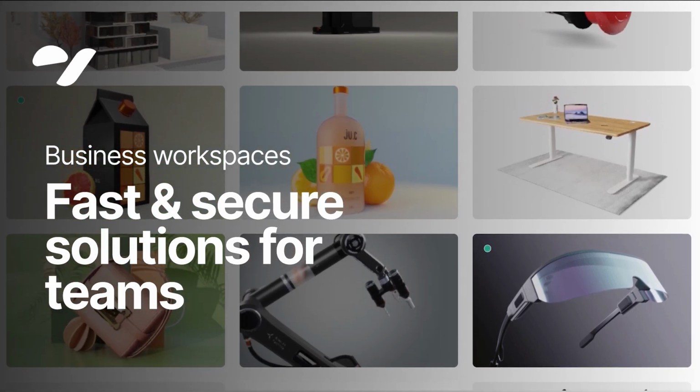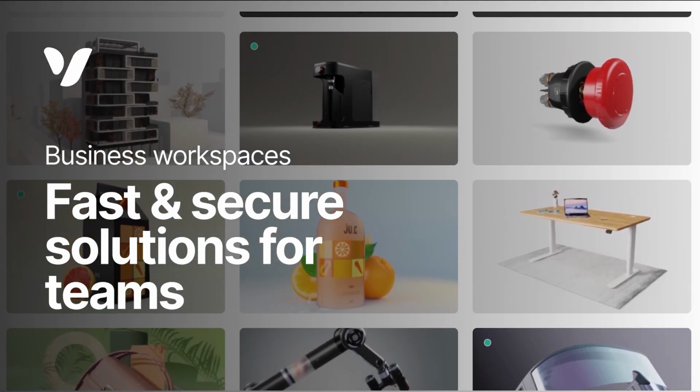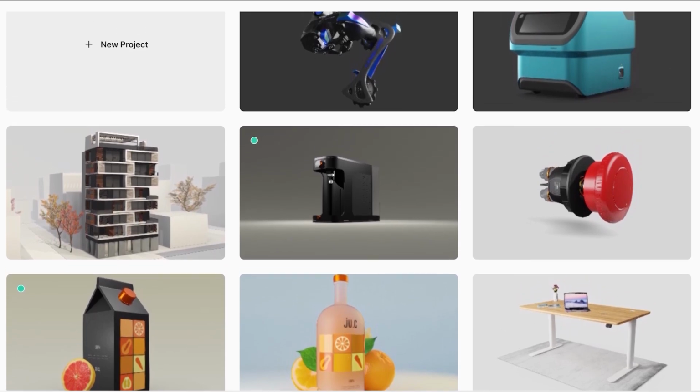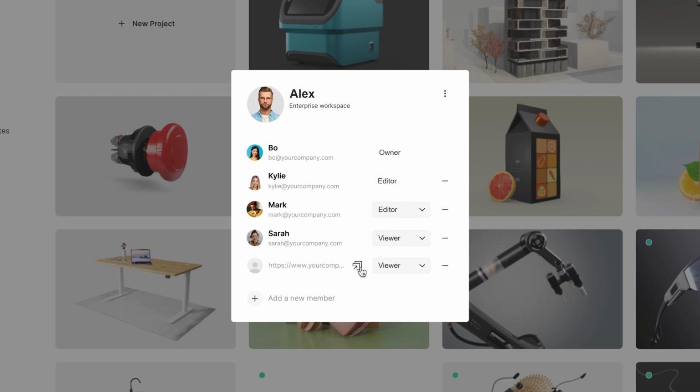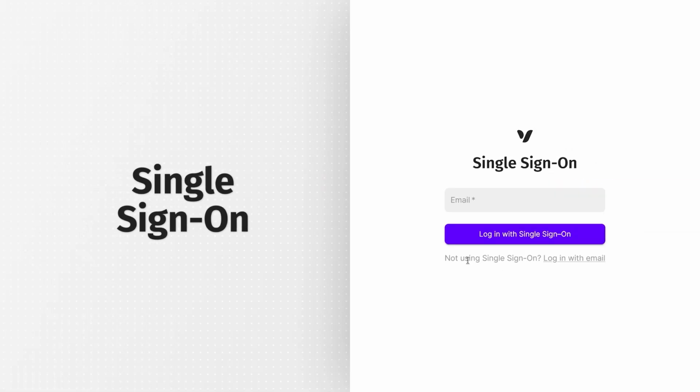Vectary Business workspaces are packed with features for companies prioritizing speed, security, and collaboration. Company admins set up access, viewing, or editing roles, and control project accessibility even if team members change. Logging in with company email accounts provides more control and security over projects and assets.